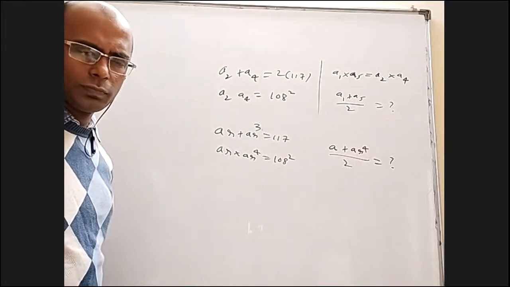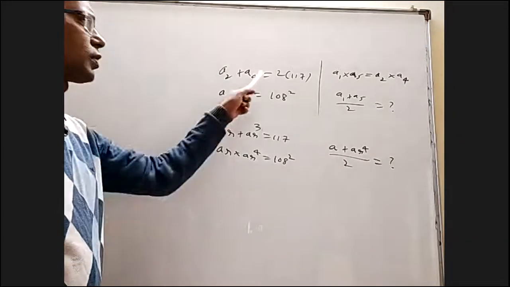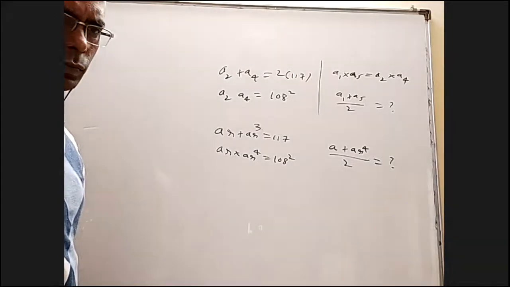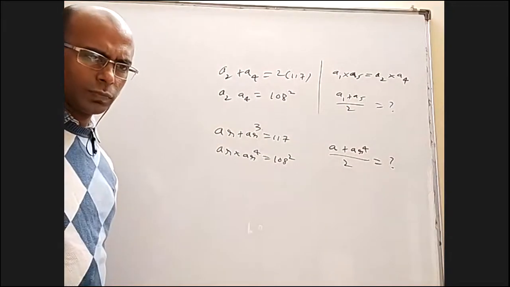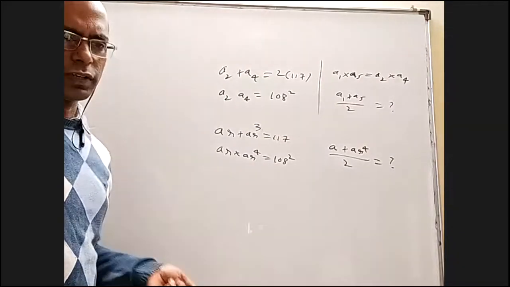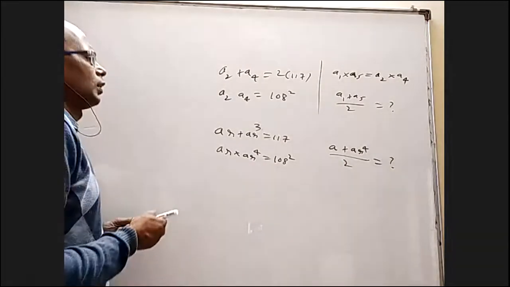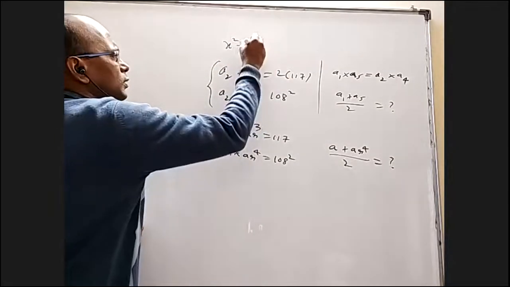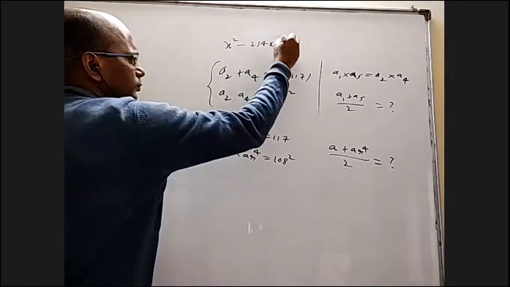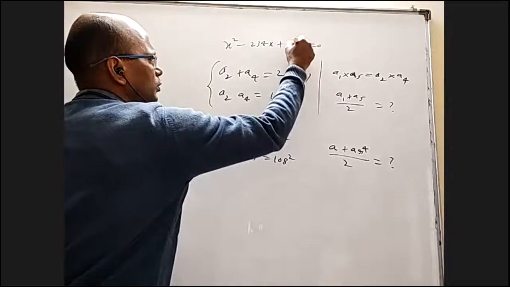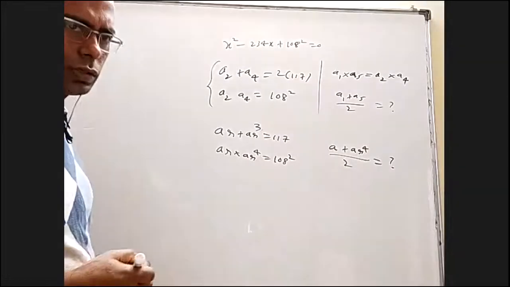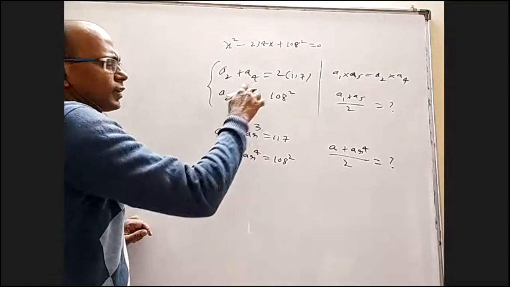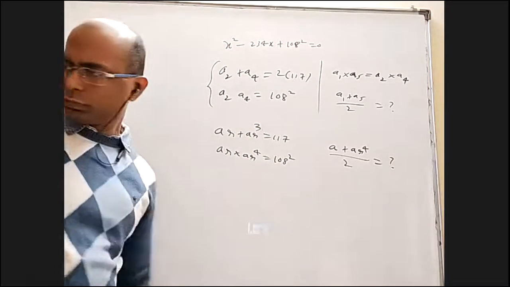Sir, we can find A2 and A4 just from these two equations. Yeah, once you find A2, A4, you can find first term and common ratio. You can develop a quadratic equation with these two as the roots. That will be x square minus 234x plus 108 square equal to 0. If you can find the roots of this quadratic equation, it's fine. If you don't want to do that, you can try to find A2 minus A4 and then you can find A2 and A4 also.